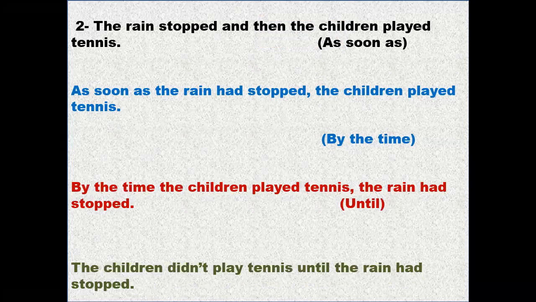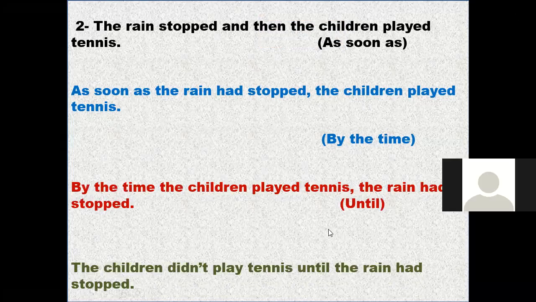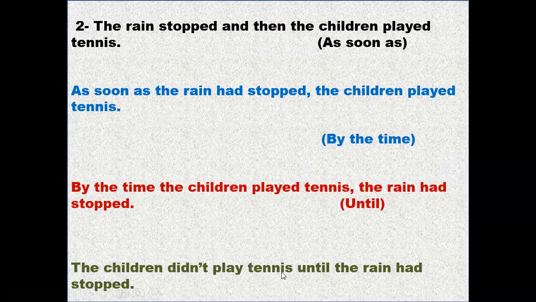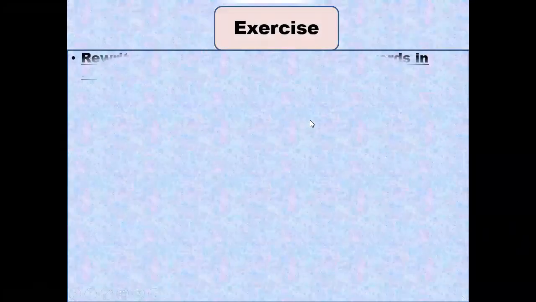And in this sentence, we want you to use until, so it will be the children. Who can answer it? The children didn't play tennis until the rain had stopped. This is the form of until. Okay, let's go to this exercise.